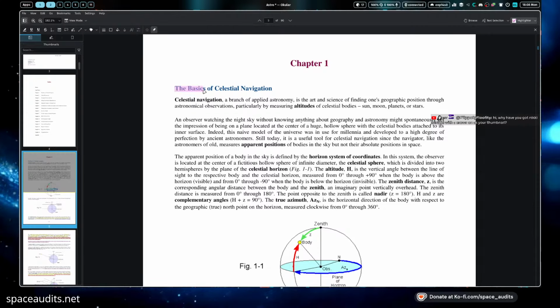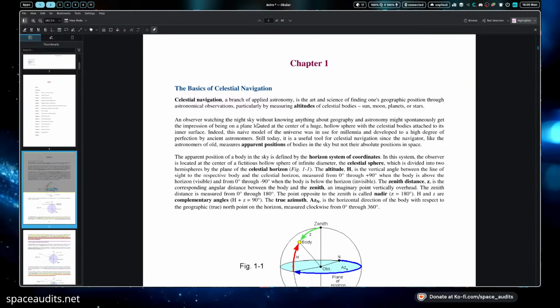Okay, so the basics of celestial navigation. Celestial navigation is a branch of applied astronomy. It is the art of finding one's geographic position through astronomical observation, particularly by measuring the altitudes of the celestial bodies, the sun, moon, planets, or stars.